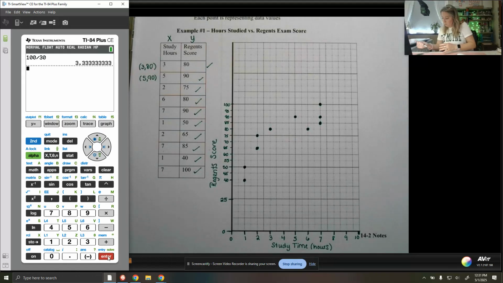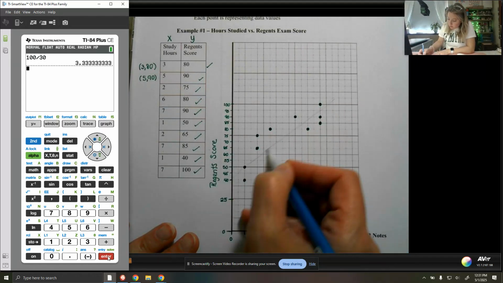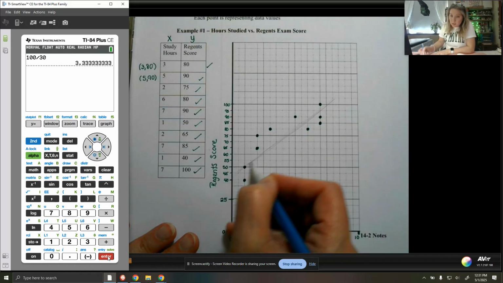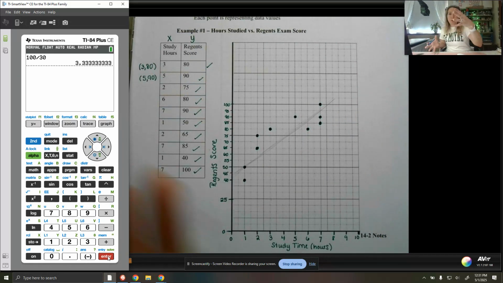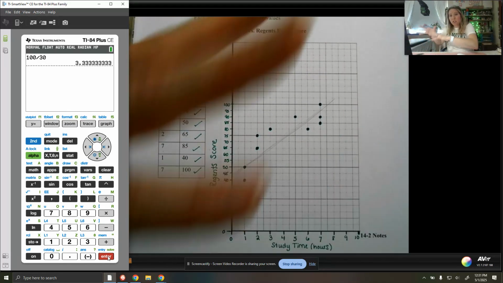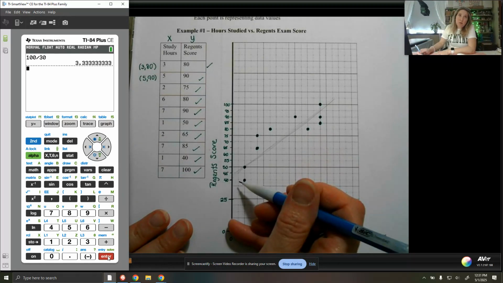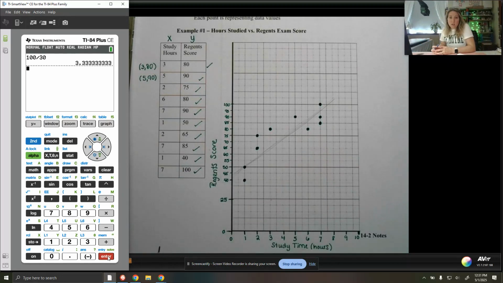Let's think about it this way. Does it look like we could draw a line here and approximately the same number of points are above or below that line? And it does look like they're kind of linear and a few above and a few below. This is a relationship. So this is showing some sort of relationship, or what we would call correlation, between the amount of time studied in hours and the Regents score received on the exam.